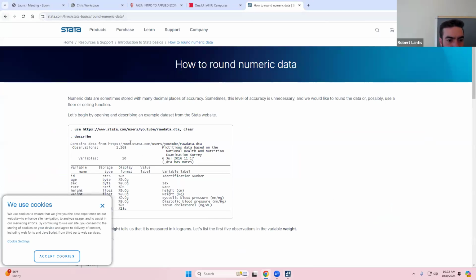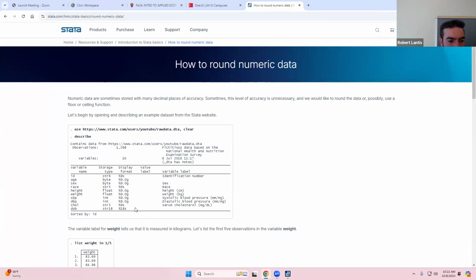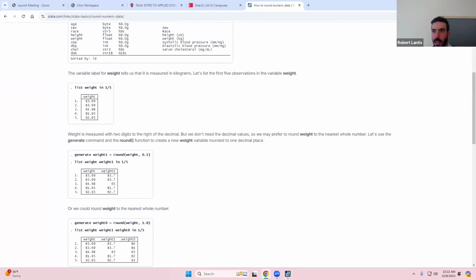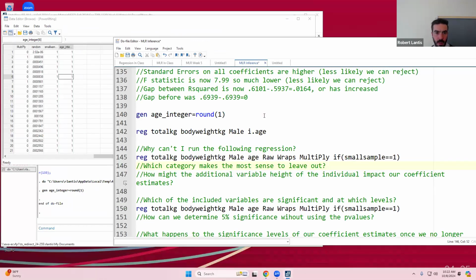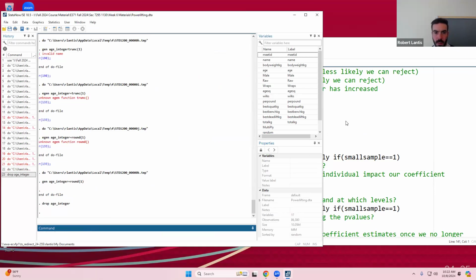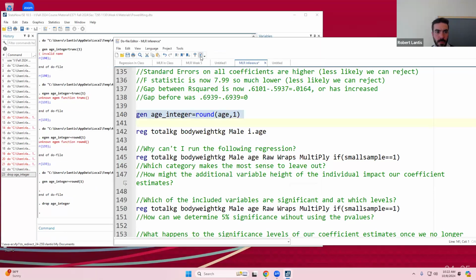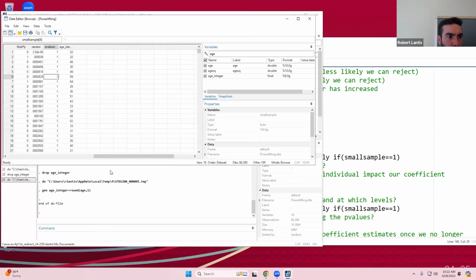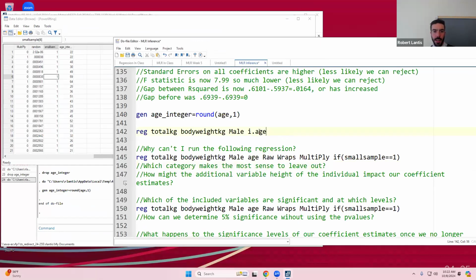So let's go back here. Round, oh, I have to type. Okay. Let's go. I want to round age to the nearest integer. I'm going to drop that old one that I created. There we go. This should do what I want. Yep. Okay, so I've rounded age. So now I should be able to run this regression.